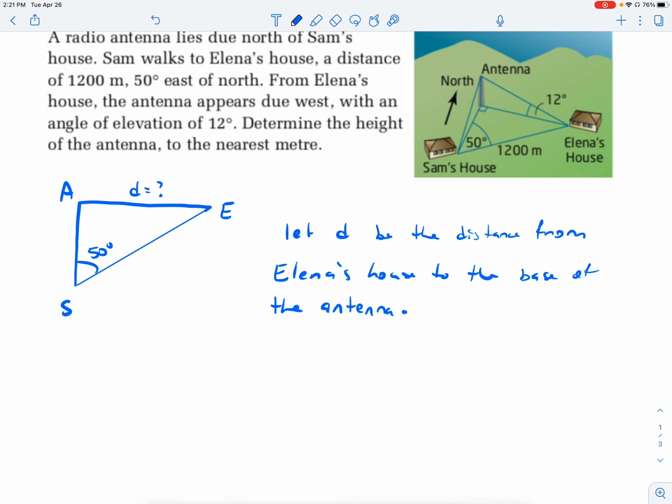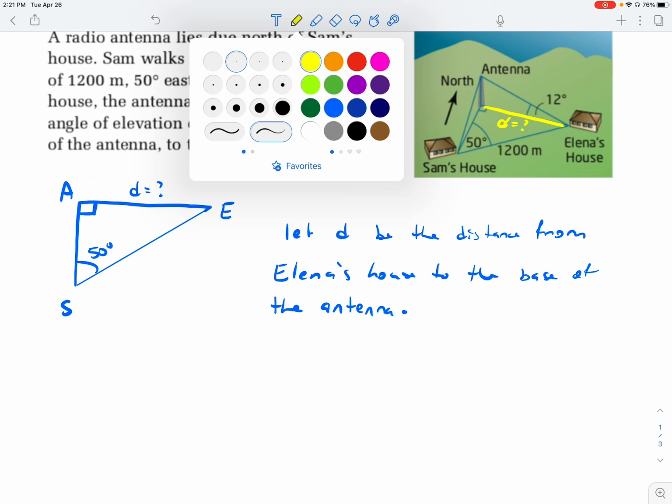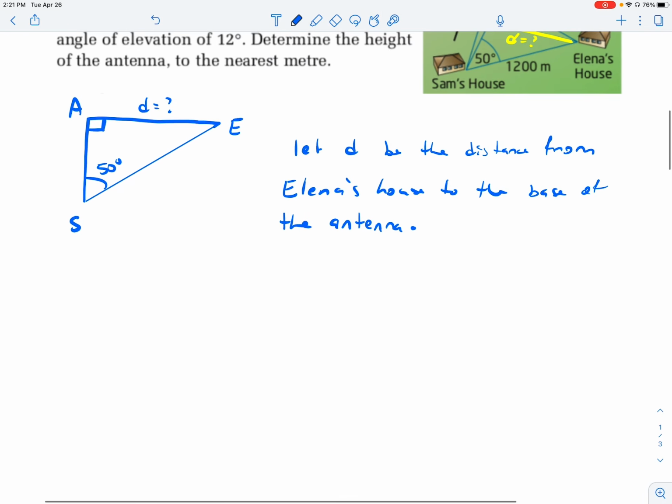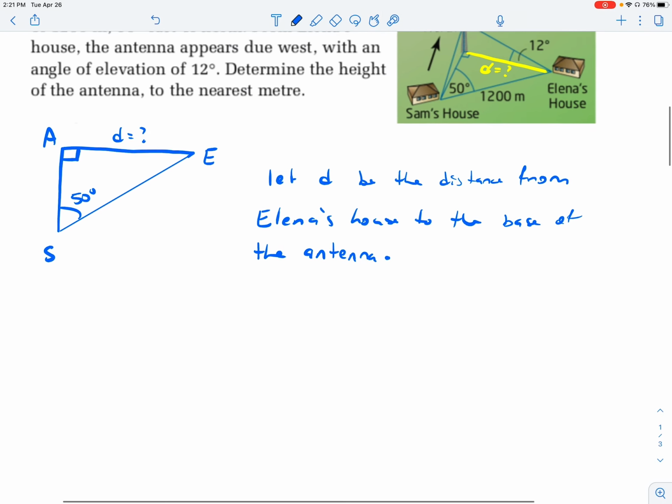Okay. And we also have right angles in the triangle right here, right? This is pretty easy to solve. I can find that distance D. So D is kind of right along here on that diagram. All right, so solving this is actually quite simple. It's a right angle triangle. We can just use SOHCAHTOA.